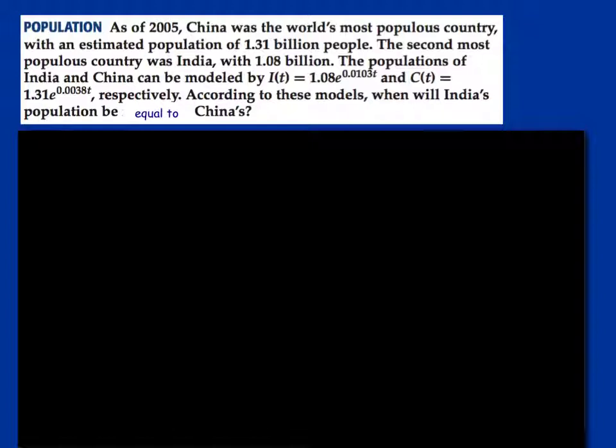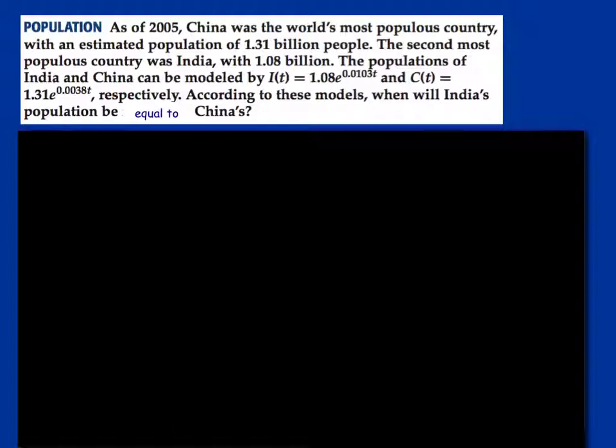But let's keep reading. The population of India and China can be modeled by I of t equal to 1.08 e to the 0.0103 t. And the population of China is c of t equal to 1.31 e to the power of 0.0038 t. According to these models, when will India's population be equal to China's? So when will their populations be equal?